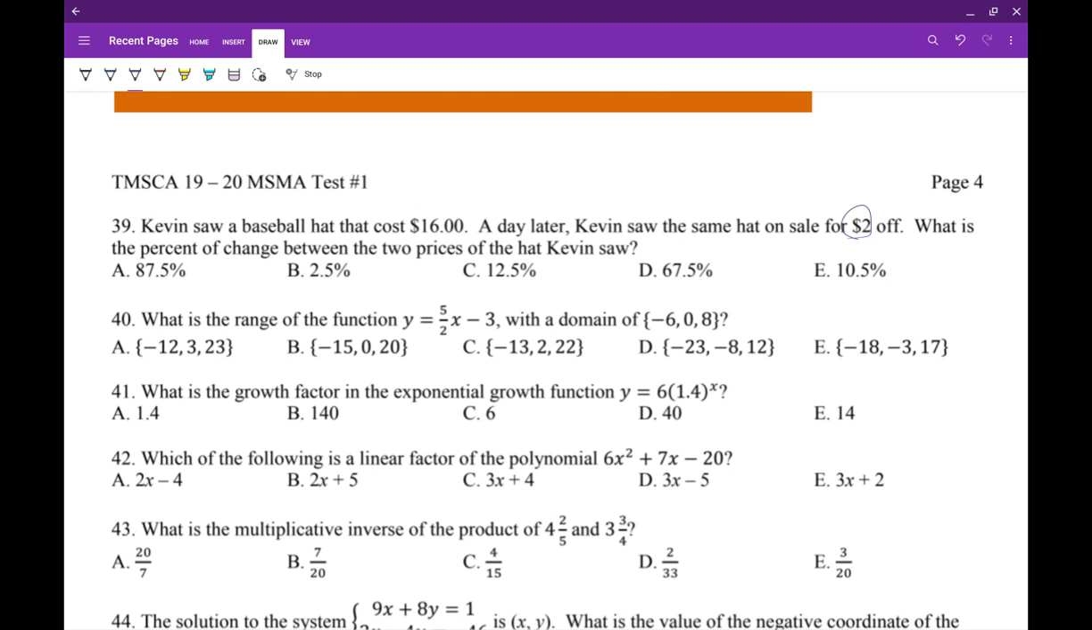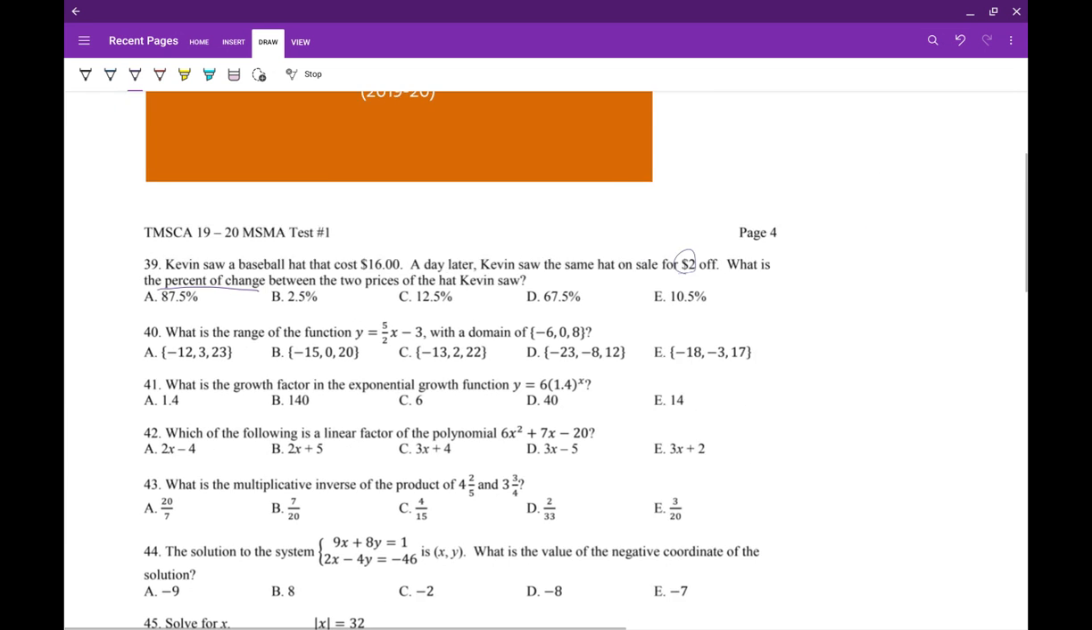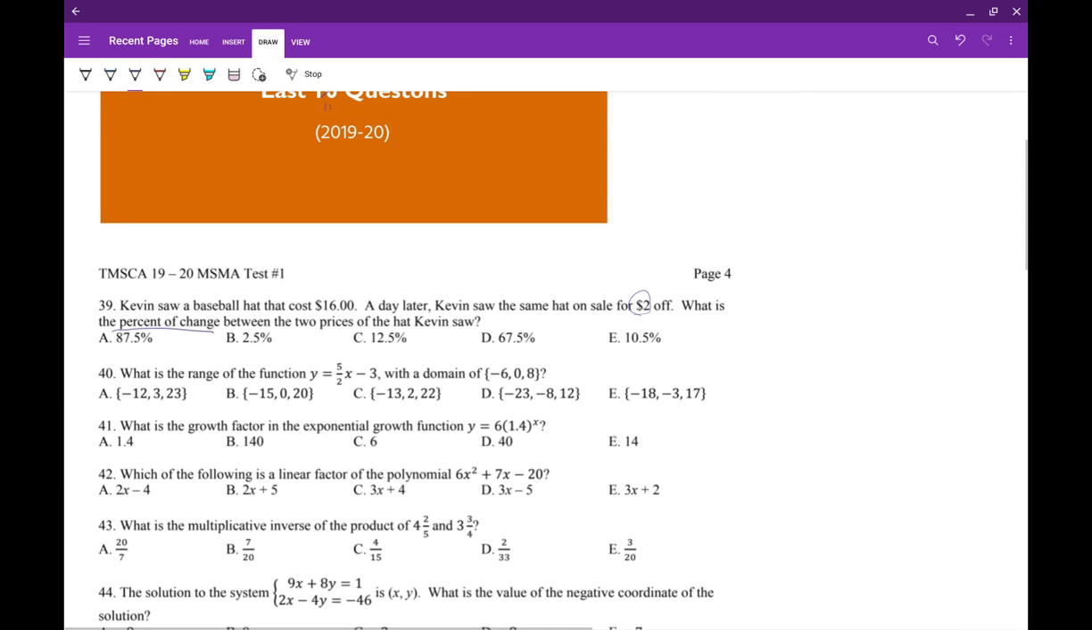Kevin saw a baseball hat that cost $16, and then the next day it's $2 off. It's asking for the percent of change. So normally when you have a problem like this, what you do is you take the change and then you divide that by the original value. Because it's asking for the percent of change, you keep 2 and then you divide that by 16, which is 1/8. That's equal to 0.125. It's asking for a percentage, so you multiply by 100 and you get 12.5%.